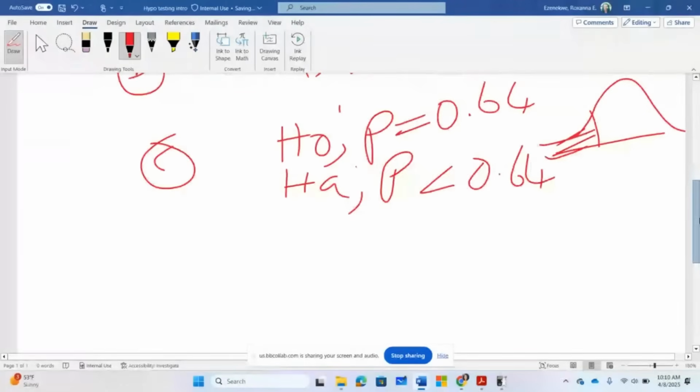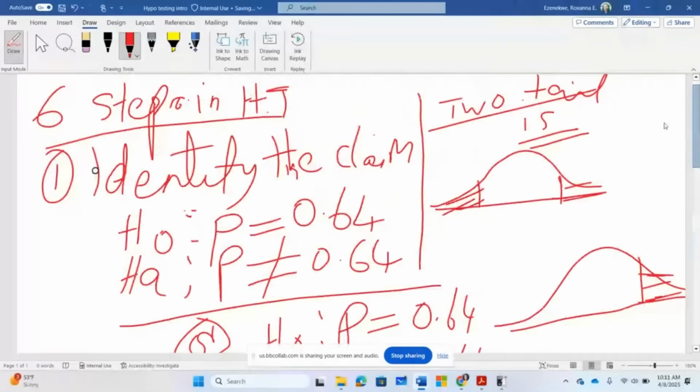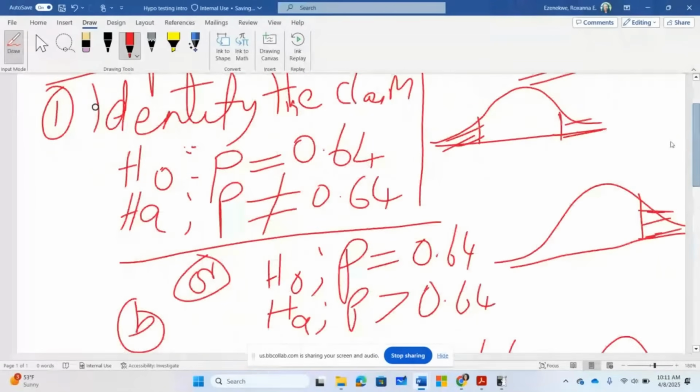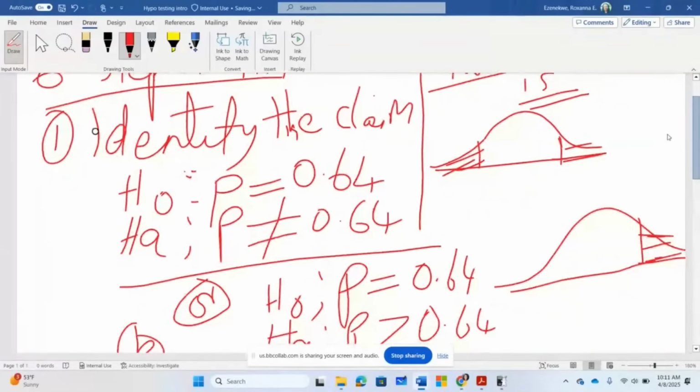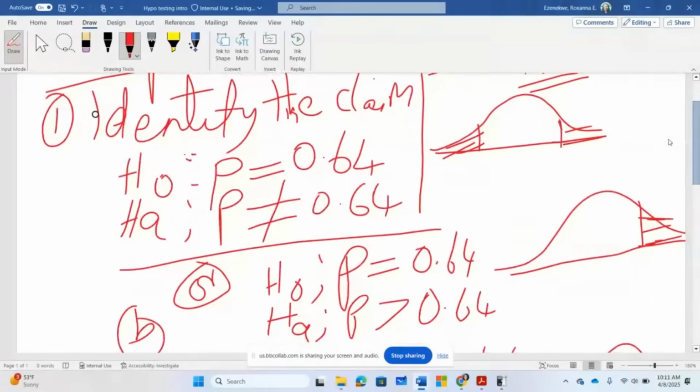All right, so now we just started with step 1. So we have only written step 1. In any hypothesis testing, you are only testing one of them. It could be you are testing A, or you are testing B, or you are testing C. It cannot be all of them. It has to be one of them.